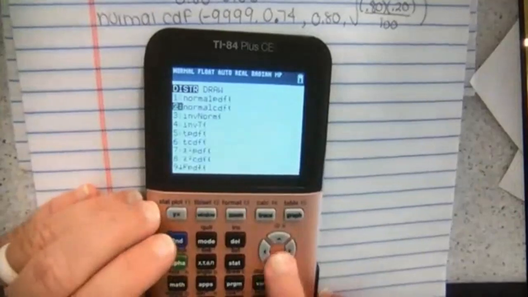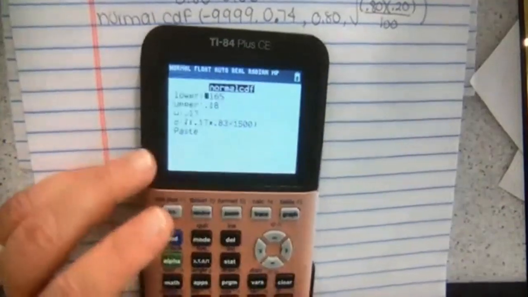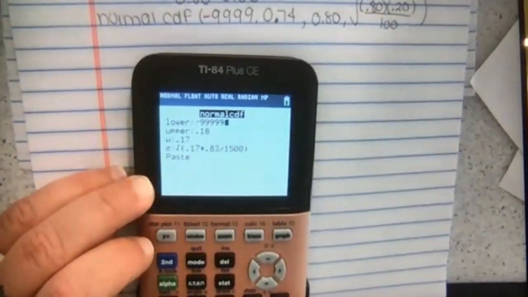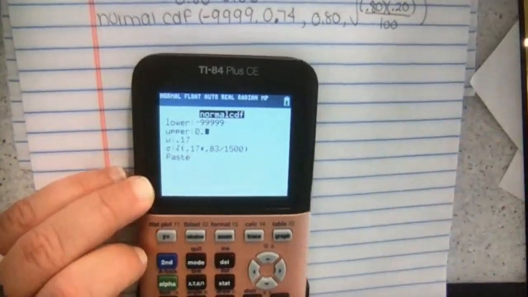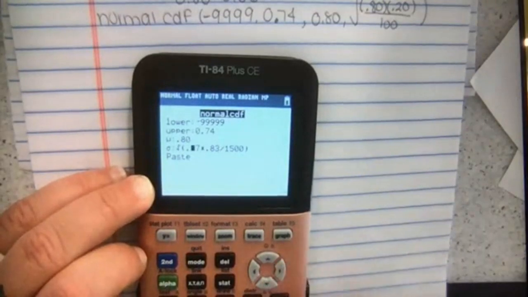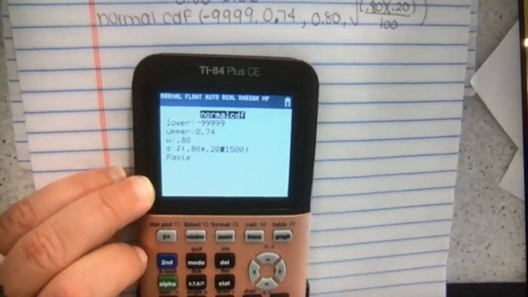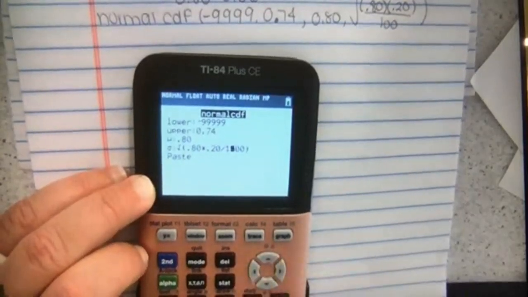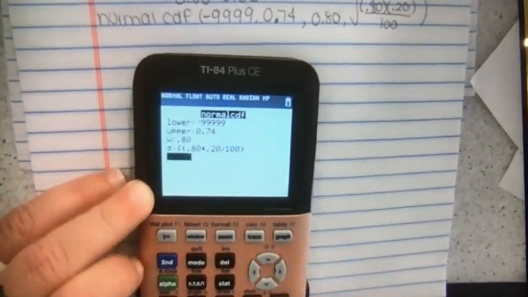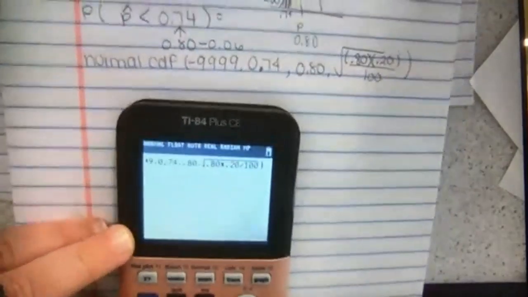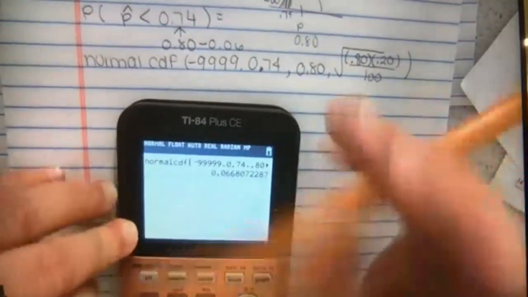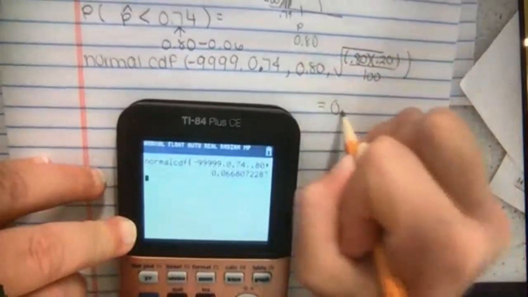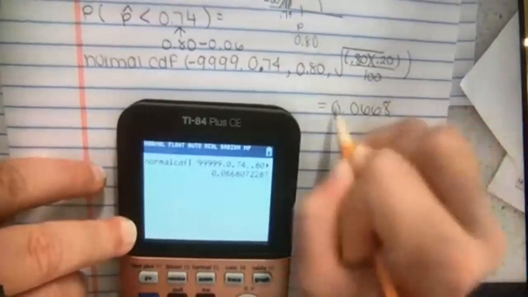So putting this into our calculator, second VARS, normal CDF, our lower limit is negative infinity, so negative 99999. Our upper limit's 0.74. Our mean is 0.80, and our standard deviation is the square root of 0.80 times q, which is 0.20, divided by 100. Pressing paste, pressing enter. There's our answer, 0.0668.